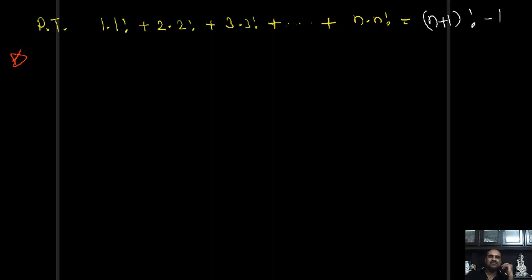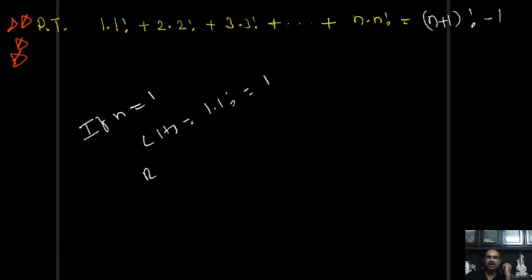So, next very important result, Nana. Very important. 1 into 1 factorial plus 2 into 2 factorial plus 3 into 3 factorial and so on, plus n into n factorial should be equal to (n plus 1) factorial minus 1. We can verify, Nana. If n is taken as 1, LHS is 1 into 1 factorial, that is equal to 1. RHS is (1 plus 1) factorial minus 1, 2 factorial means 2, minus 1, that is equal to 1. LHS is equal to RHS.